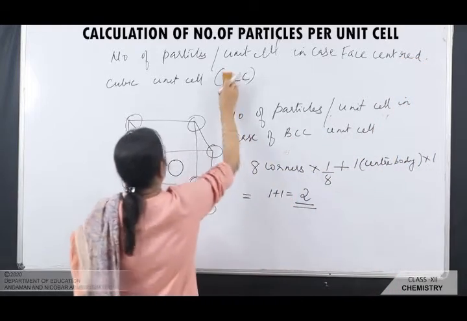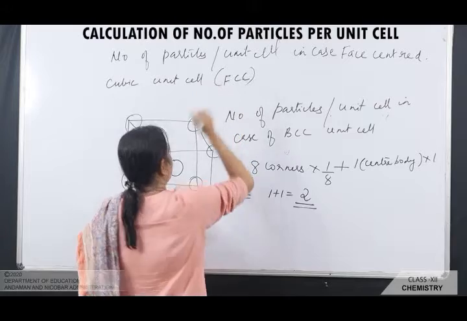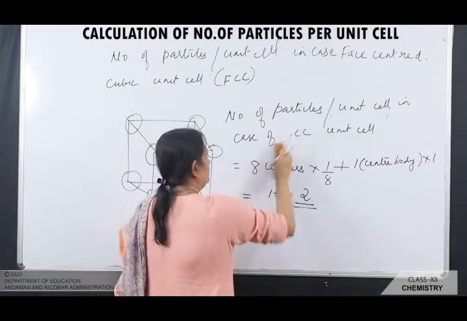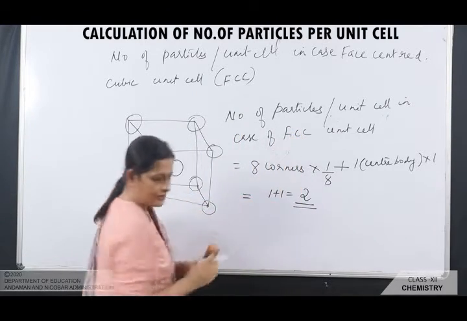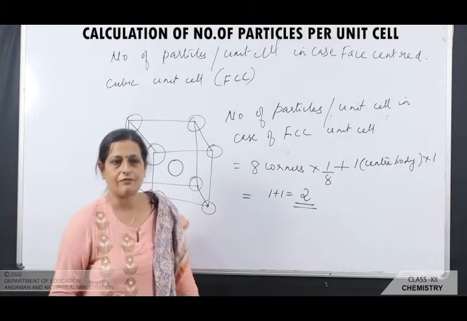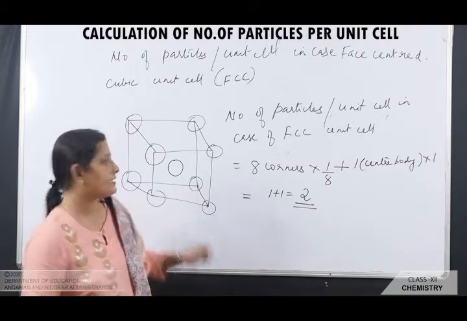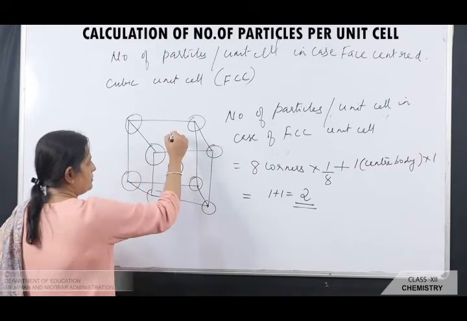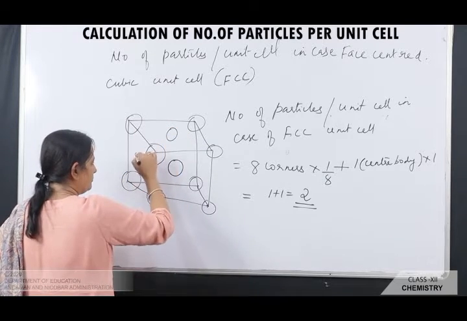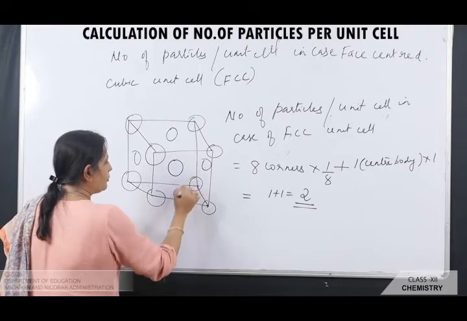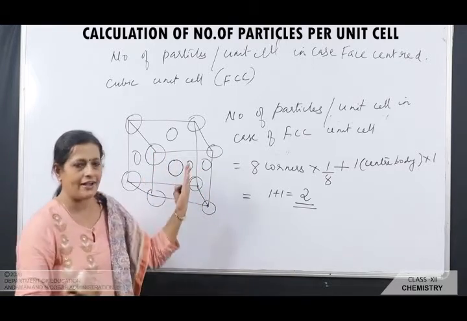It's also known as FCC. So now what is a face-centered cubic unit cell? A unit cell which has got constituent particles at the center of each face apart from the corner position. So center of the face means each face will have. Now here I am going to draw 2. Why? 1 in front and 1 behind.